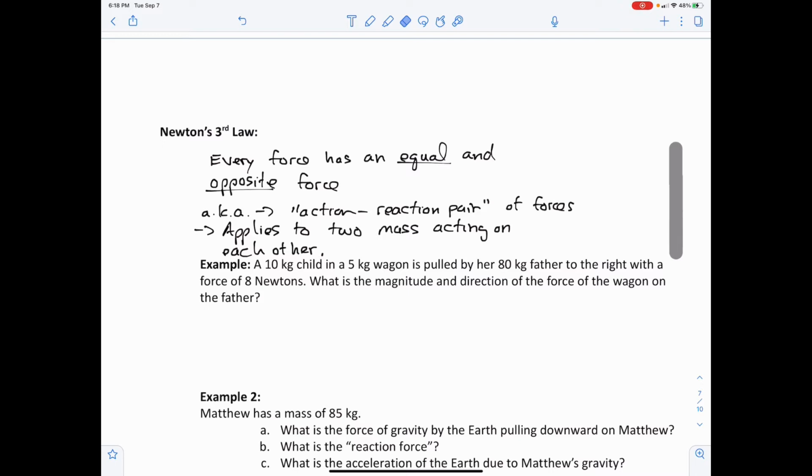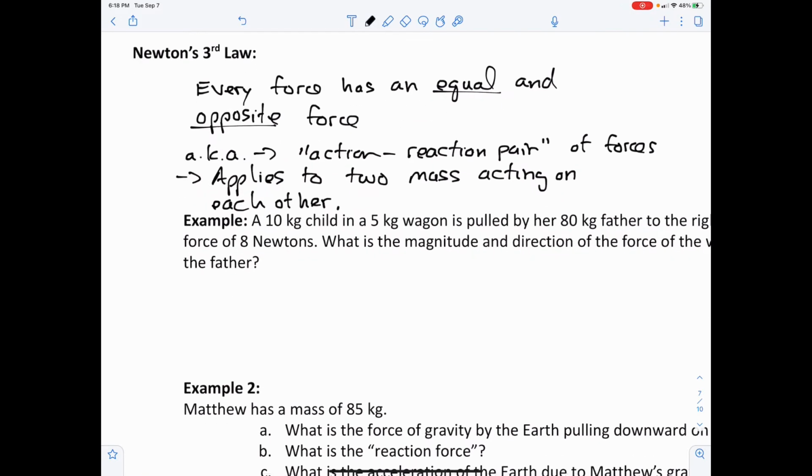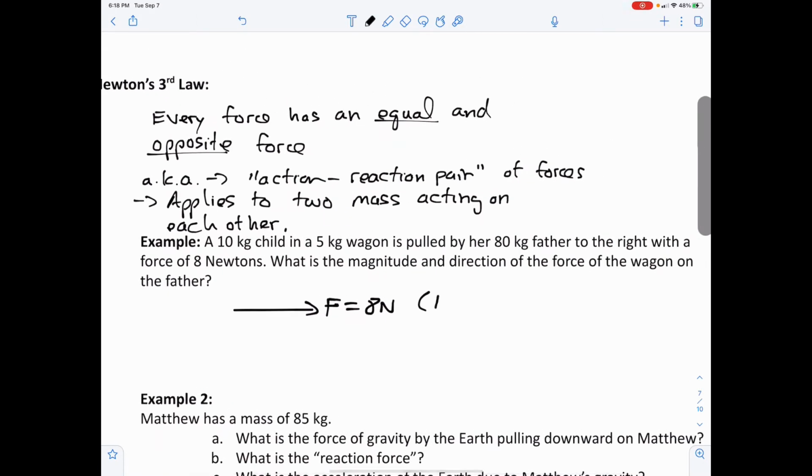Example, a 10-kilogram child in a 5-kilogram wagon is pulled by her 80-kilogram father to the right with a force of 8 newtons. What is the magnitude and direction of the force on the father? So let's draw that. I'm not going to draw the whole wagon and everything, but let's draw that force. We have a force of 8 newtons. And what is this? This is the force of the father on the wagon. It's the force of the father pulling the wagon, right?